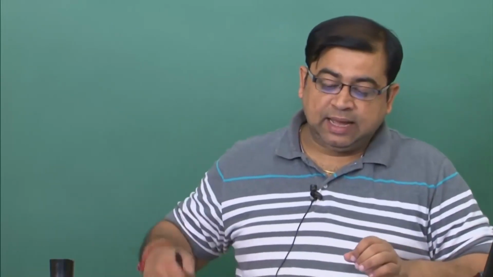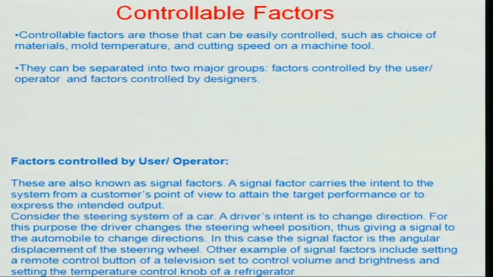So let's look at the controllable factors. What are really controllable factors? They are sort of factors which can be easily controlled, such as choice of materials, for example. Let's say the mold temperature, the cutting speed on a machine tool. These are some things which are really in direct control of the operator, or in direct control of even to some extent the designer, okay, who designs the process range, for example, of operation, okay, things like that.